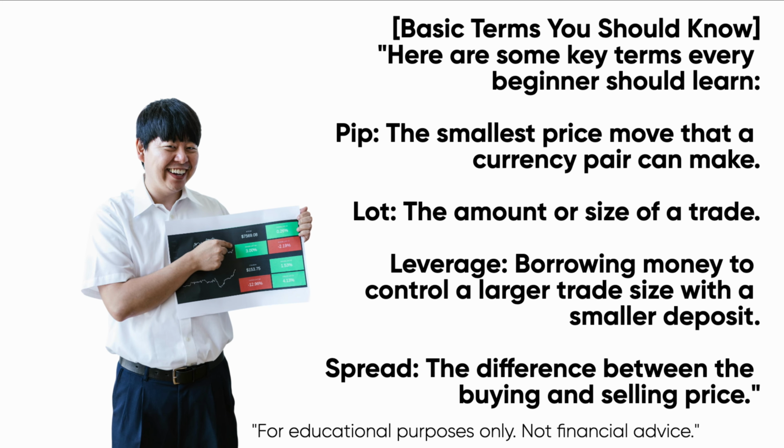Basic terms you should know. Here are some key terms every beginner should learn. Pip: the smallest price move that a currency pair can make. Lot: the amount or size of a trade. Leverage: borrowing money to control a larger trade size with a smaller deposit. Spread: the difference between the buying and selling price.